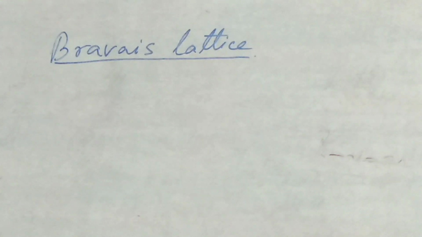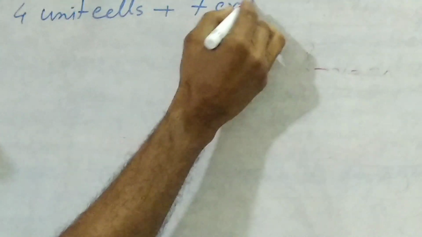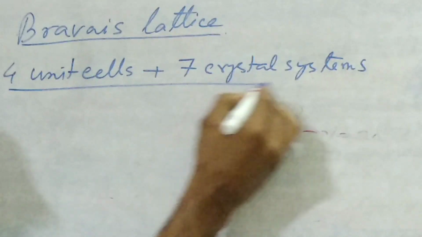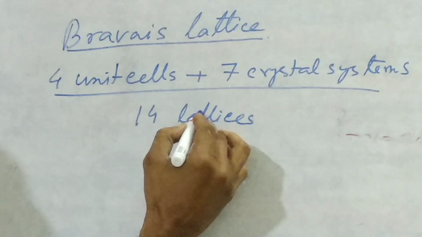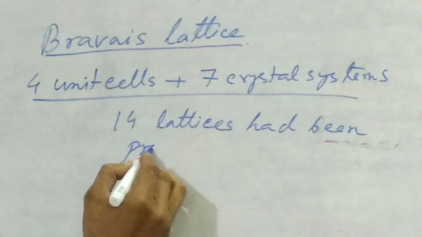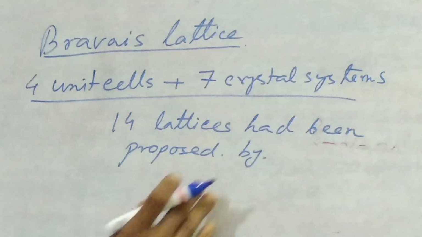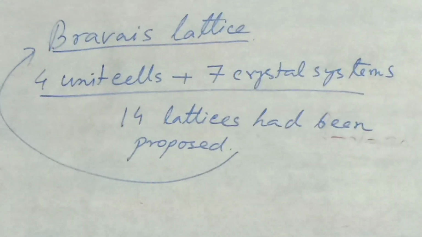Now, by combination of 4 unit cells and 7 crystal systems, a total of 14 lattices have been proposed by Augustus Bravais, and these 14 lattices are called Bravais lattices.